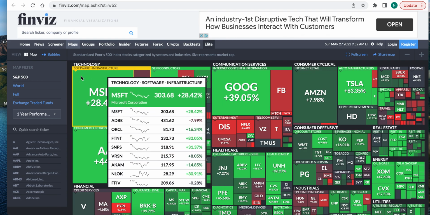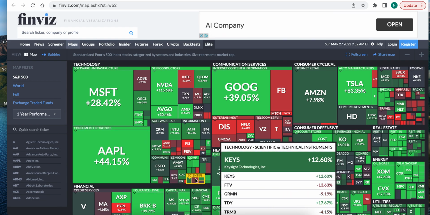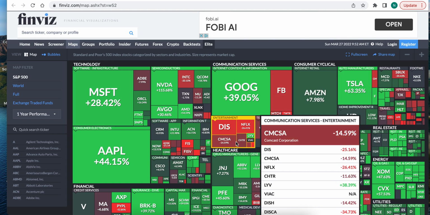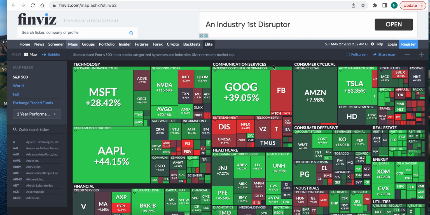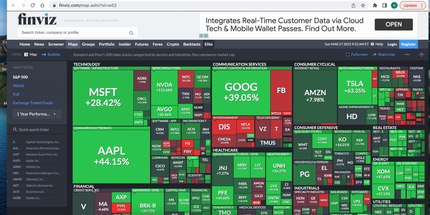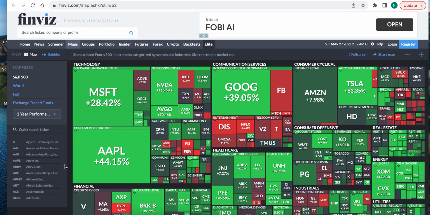This has different industries that are grouped together. For example, this entire square would be involved in the technology industry. This square would be communication services, consumer defense, real estate, healthcare, financial services. And there are a lot of different industries over the map.